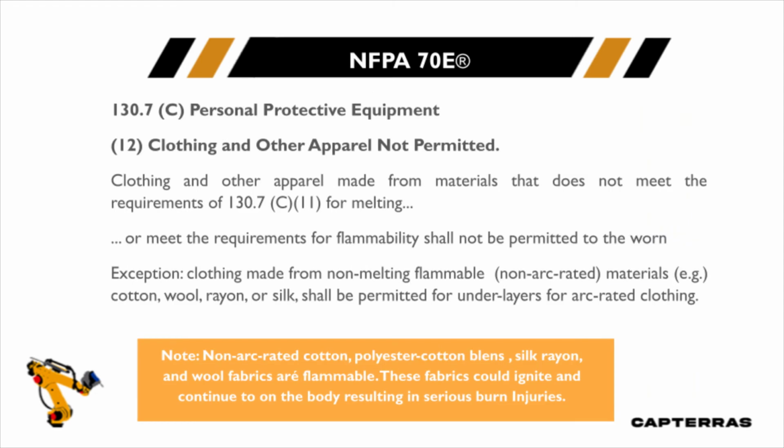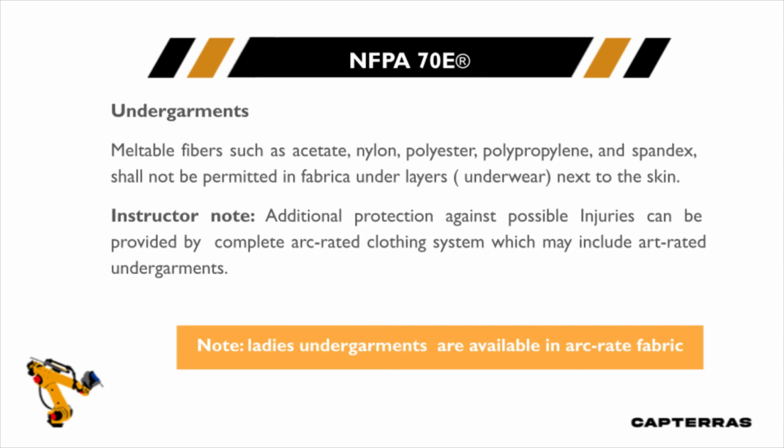Okay, and it's important to understand that NFPA 70 says clothing and other apparel made from materials that do not meet the requirements for melting or the requirements for flammability shall not be permitted to be worn. In other words, up to and including 1.2 cal, it can't be melting. Above 1.2 cal, non-melting and also non-flammable, arc rated. And that goes even for undergarments and so forth. So as we look at this next slide, we do not wear meltable garments underneath our arc-rated garments or even our all-natural fiber garments.